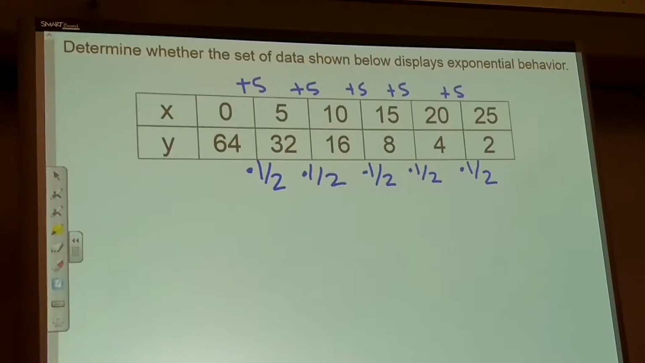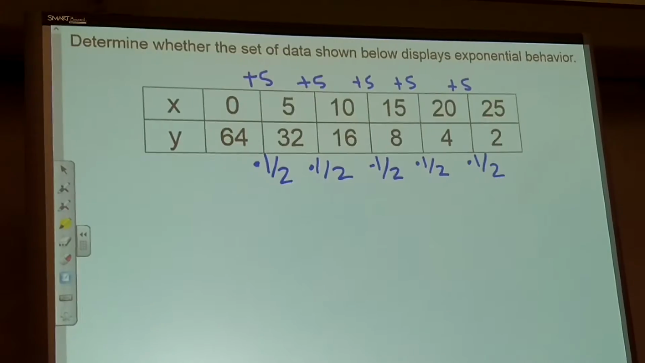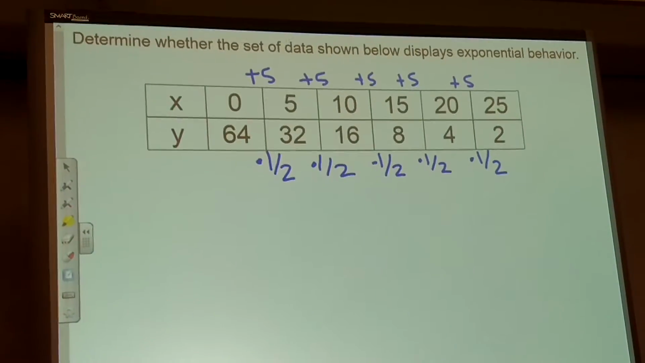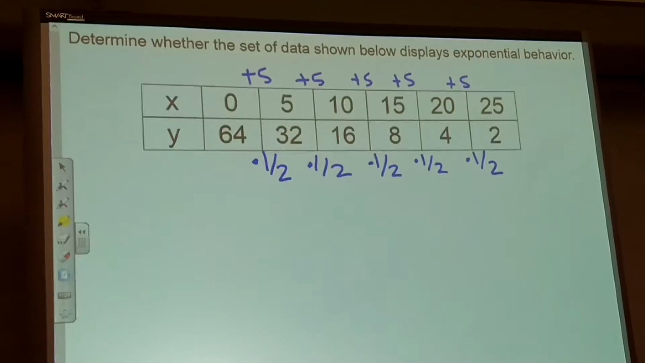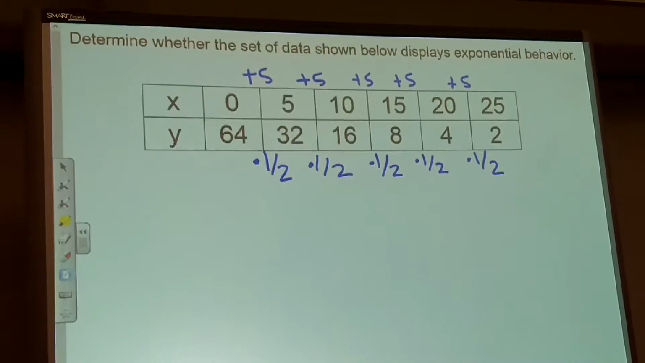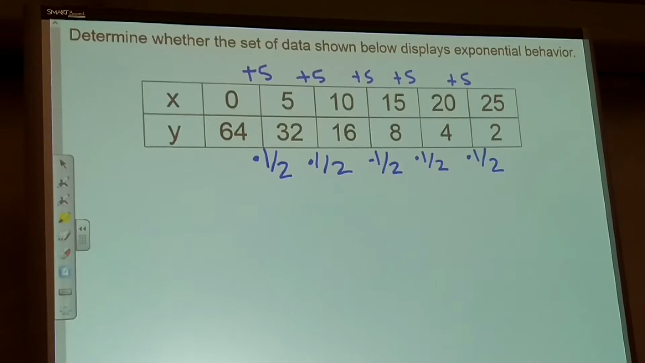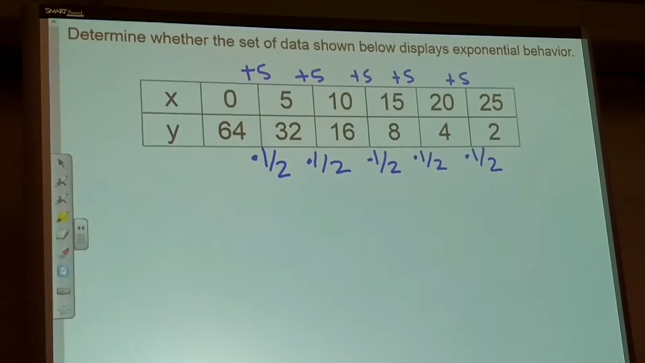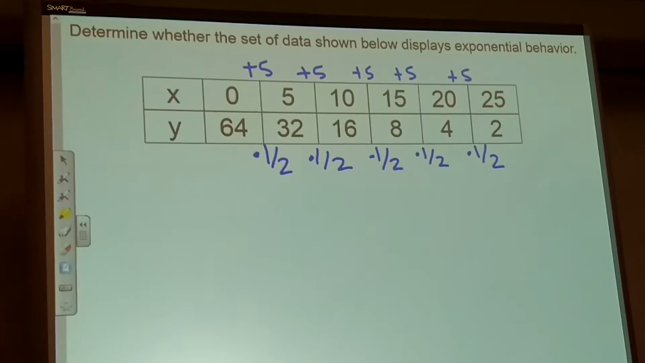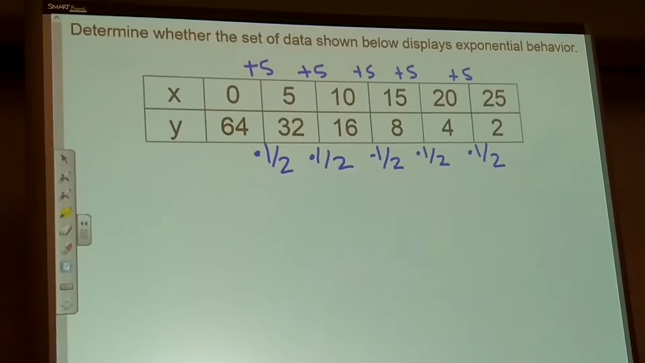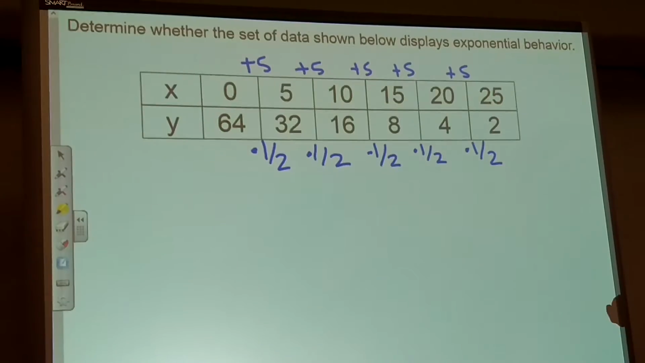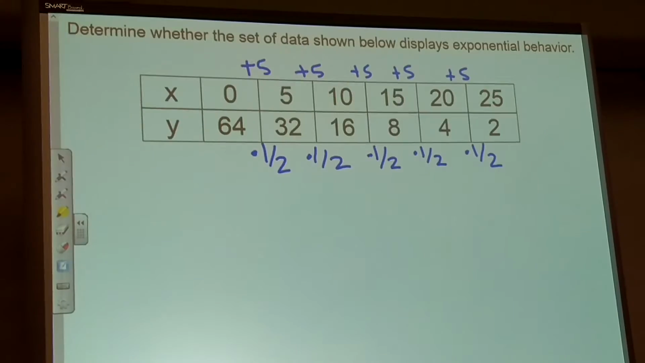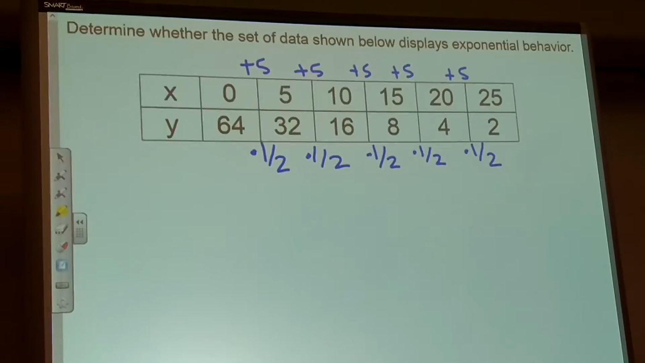So whenever you're trying to determine whether or not it displays exponential behavior, think about the zombies that we did the other day. What did we find out when we were adding 1 every time? An arithmetic sequence. What type of function did we say it was? It was a linear function. Well, what did we say about the zombies? Exponential, and that was a geometric sequence. We were multiplying.